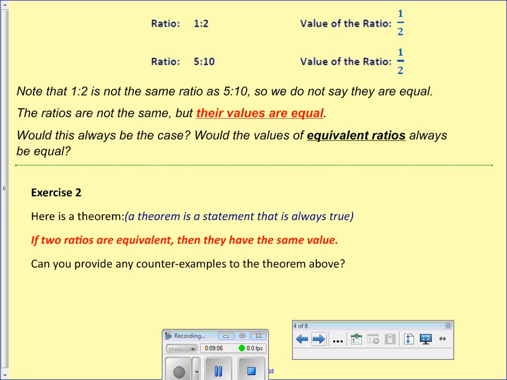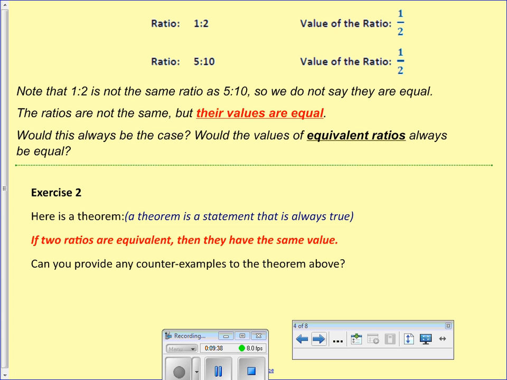If you look on your notes, it says here is a theorem. Has anybody heard the word theorem before? Well, a theorem is a statement that is always true. We just proved a theorem. Highlight the theorem in your notes. It reads, if two ratios are equivalent, then they have the same value.